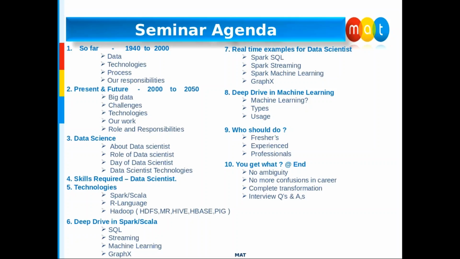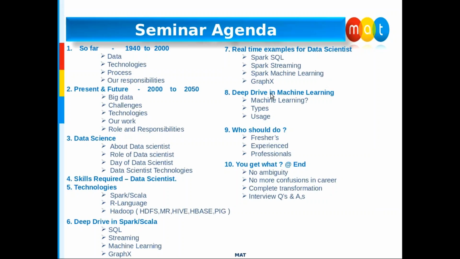We are going to see what we have done so far since 1940 till 2000. Then what is the present, and the future, 2050. Then what is data science? About the data scientist, the role of a data scientist, how a data scientist's day starts, what are the technologies to be used to become a data scientist, and what skill set is required when you call a person a data scientist, right? So what are the technologies we have to use, and we will deep dive into those technologies, whatever we decide to go with.